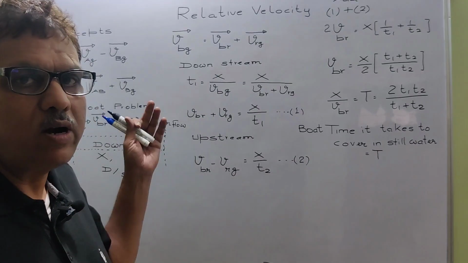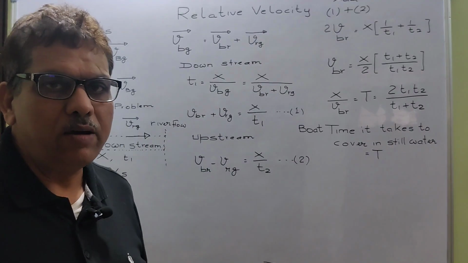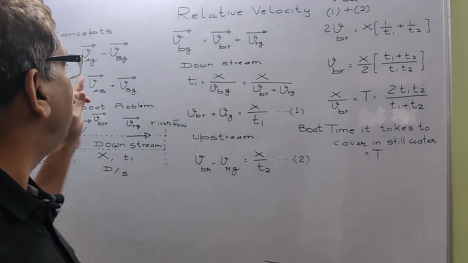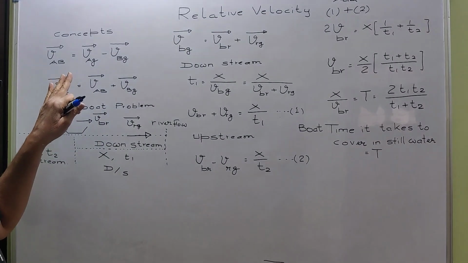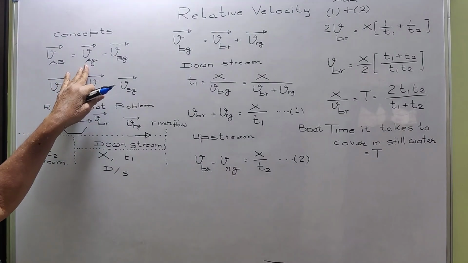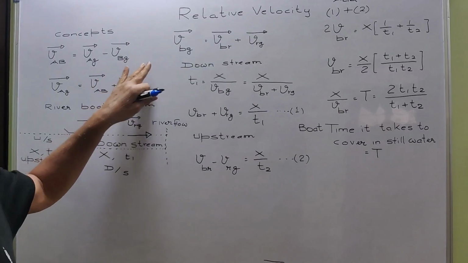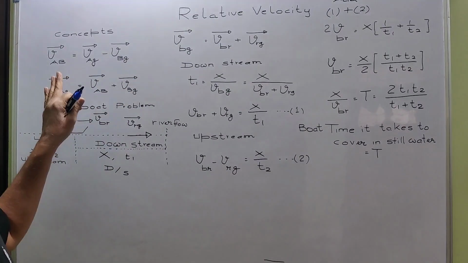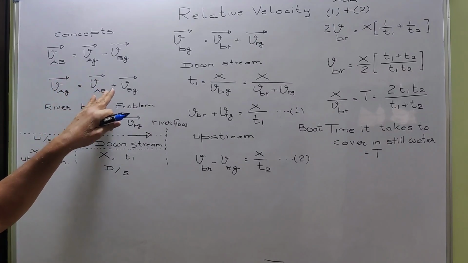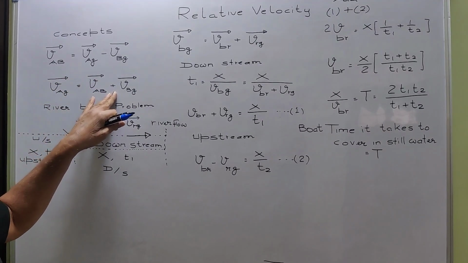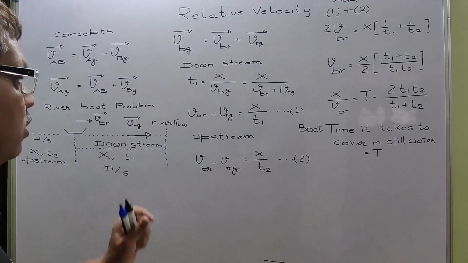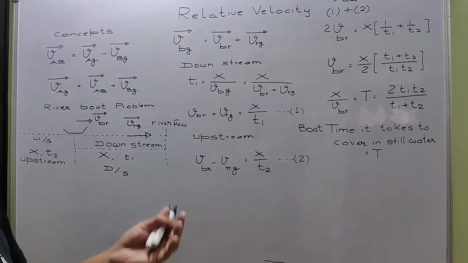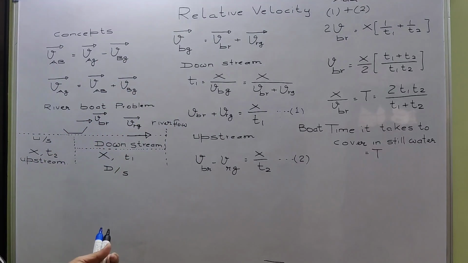Suppose two objects A and B are moving. Then the relative velocity of A with respect to B can be written as the velocity of A with respect to ground minus the velocity of B with respect to ground. Obviously, the velocity of A with respect to ground can be written as the velocity of A with respect to B plus B with respect to ground. Ground is the reference frame from which we are studying the velocity of A and B.